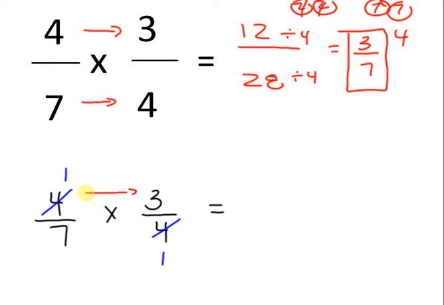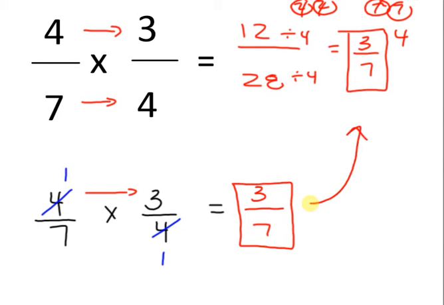I multiply straight across. 1 times 3 is 3. 7 times 1 is 7. And I end up with the exact same answer as right up here. Again, this is a method that some people are not comfortable with, and that is okay.